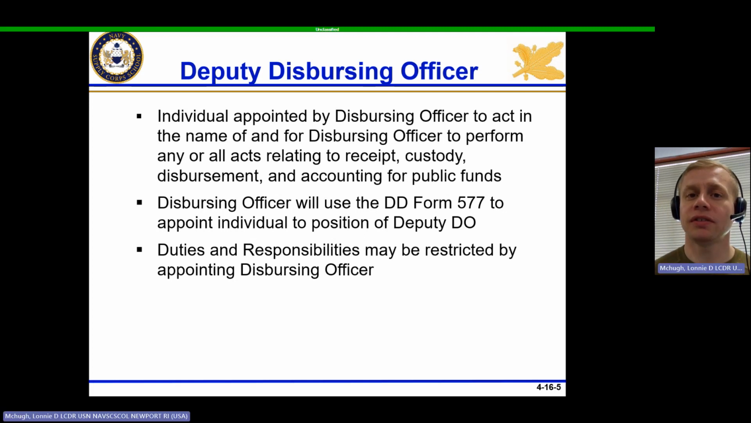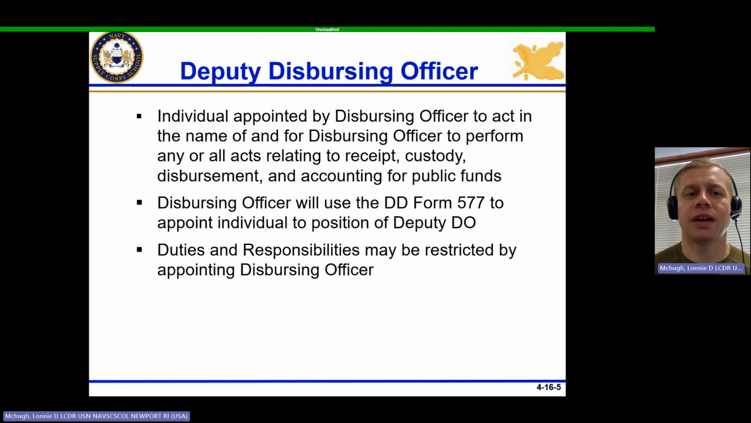The disbursing officer appoints this member using the DD Form 577. And in that form, they'll talk about the roles and responsibilities of the deputy, what they can and cannot do, and that deputy will acknowledge that they are assigned to that position.